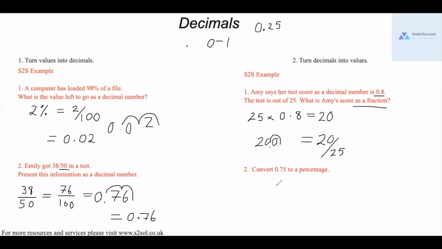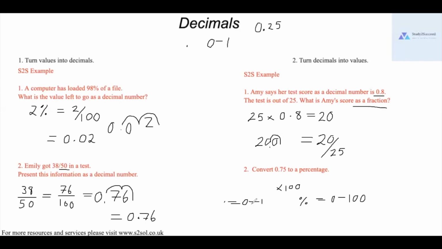Moving on to the second example, it says convert 0.75 to a percentage. Very simply, if we are working from decimals to percentages, all we have to do is multiply by 100. The reason why we do this is because decimal numbers range from 0 to 1, whereas percentages range from 0 to 100. So there is a factor or a multiplier of 100.